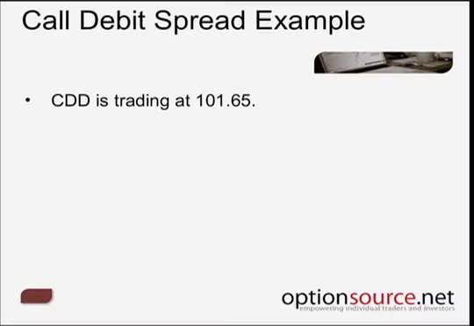So let's take an example again. As I was doing this presentation, the value of the CDD was fluctuating. So here we have the CDD trading at 101.65, and we might be of the belief that the option premiums are pricey. We want to be a buyer. We want to take advantage of a directional move, but we think that the option contracts are too pricey.